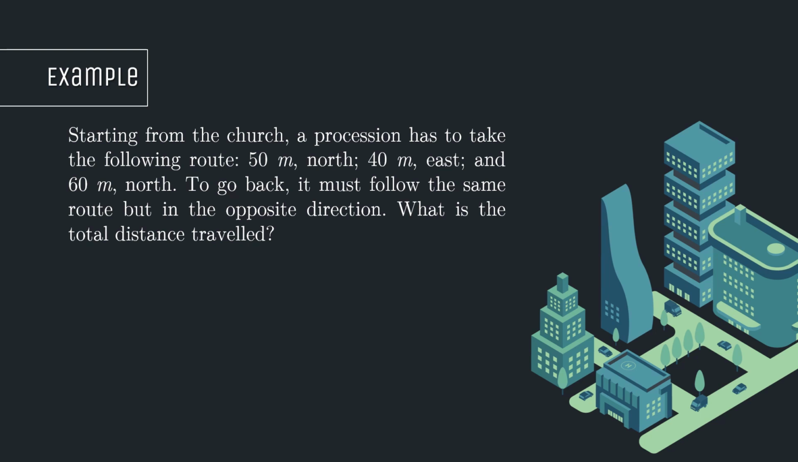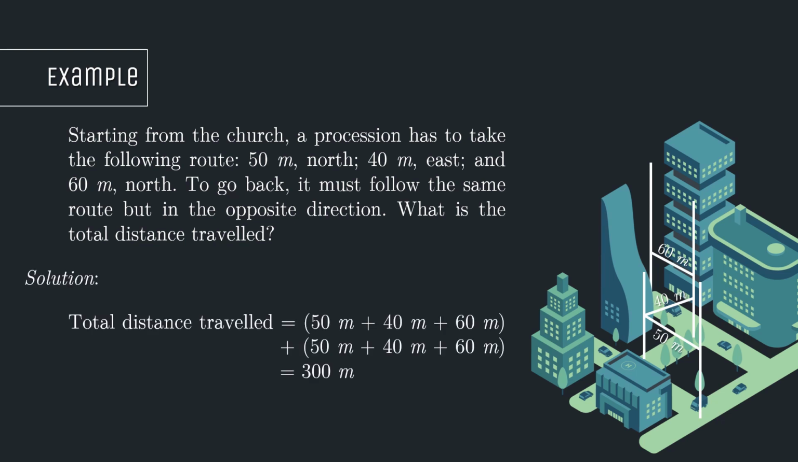For example, starting from the church, a procession has to take the following route: 50 meters north, 40 meters east, and 60 meters north. To go back, it must follow the same route but in the opposite direction. What is the total distance traveled? To solve this problem, the total distance traveled is the sum of the first 3 routes plus the sum of the opposite direction on the same route. We have 50 meters plus 40 meters plus 60 meters plus 50 meters plus 40 meters plus 60 meters, which is equal to 300 meters.